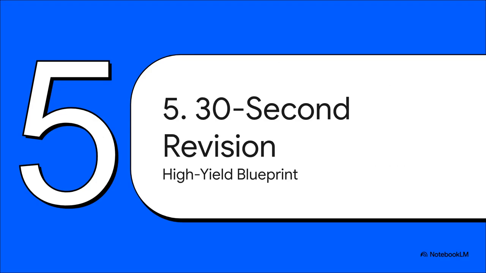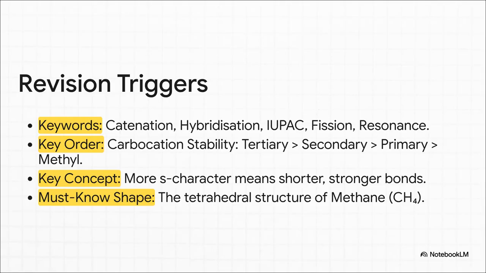Okay, let's pull everything together into your final blueprint. Think of this as your 30-second revision tool. Right before you walk into the exam, this is the stuff you need to have absolutely burned into your brain. These are your triggers. The keywords catenation to resonance, you have to know their definitions cold. The key order, carbocation stability, is tertiary, secondary, primary. That's a guaranteed question right there.